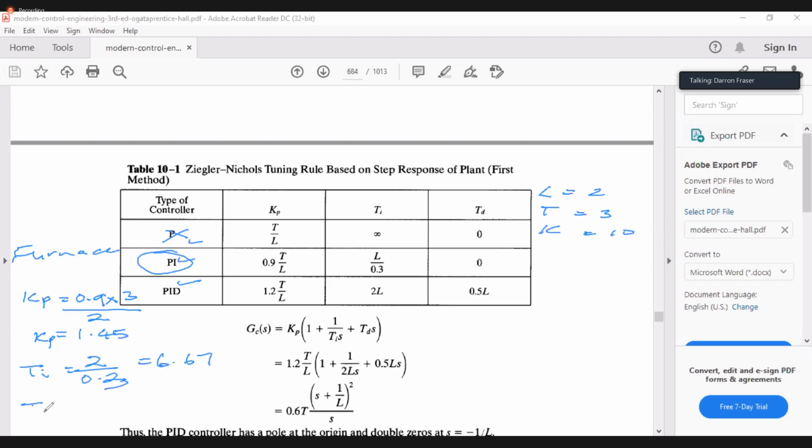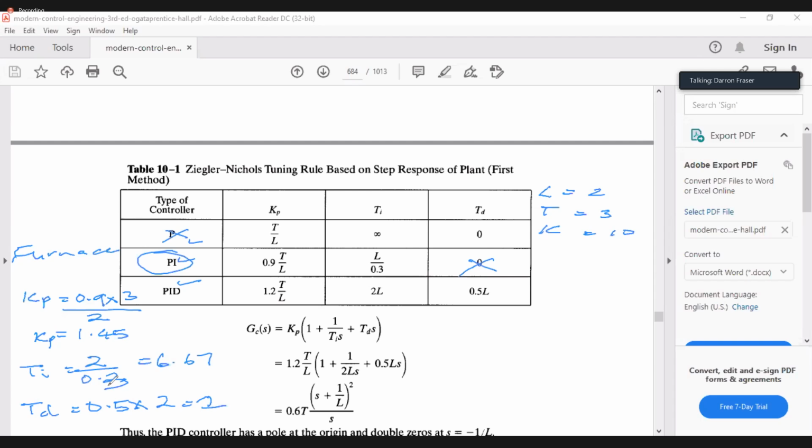And Td is equal to 0.5 L. 0.5 times L, which is 2. Oh wait, how much do you get? Oh, wrong thing, L divided by 0.3. We don't need Td. So I'm doing this, this is foolishness.